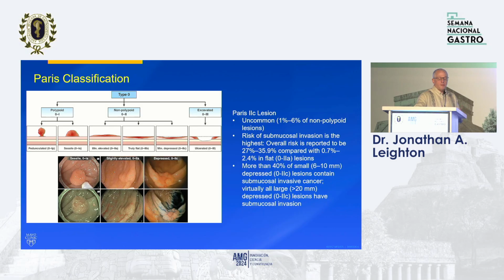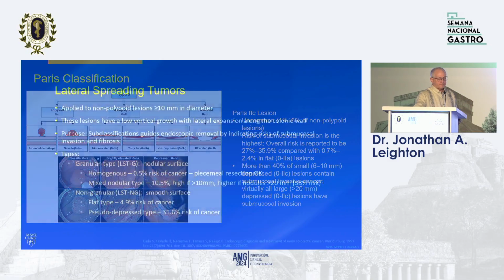It's reported to be between 27 and 35.9%. And more than 40% of small depressed 2C lesions contain submucosal invasive cancer. And so that 2C lesion is something that you really want to understand. And usually you can identify it by adding some kind of dye.